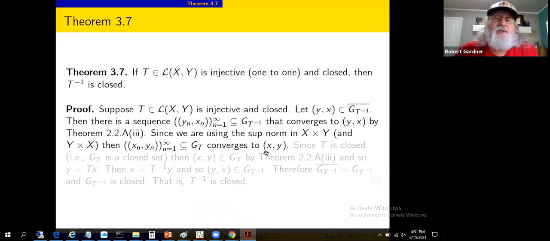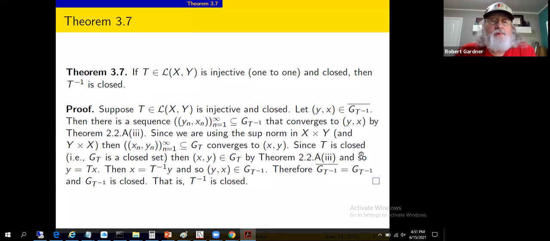Sup norm uses the maximum of the two, so we get exactly the same kind of behavior if we look at the norm of (y,x) minus one of these as we would the norm of (x,y) minus one of these. We're using the maximum, so those are going to behave in exactly the same way. So we can reverse the order on the points, and that gives us a sequence which will converge to the point here with the coordinates reversed.